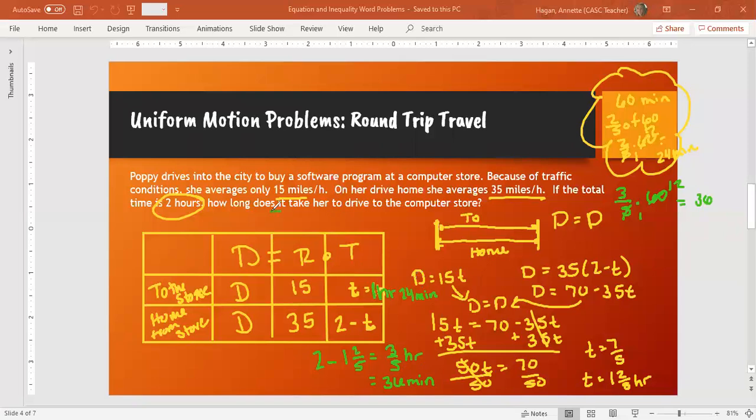So that tells us how long it took to drive to the computer store, and we finished it up by saying how long it took her to drive back. So this is round trip travel. Again, the distances are still the same.